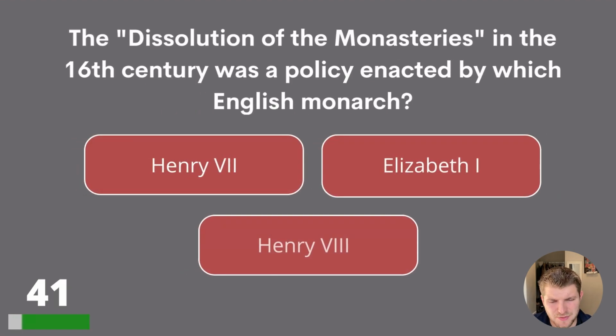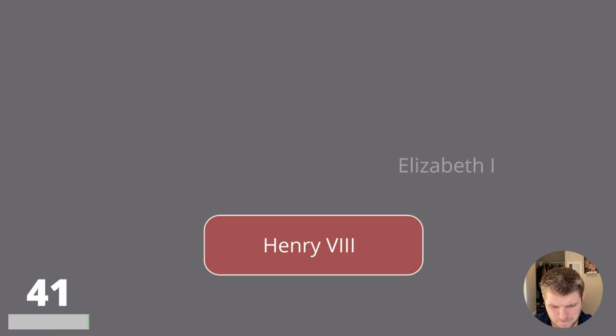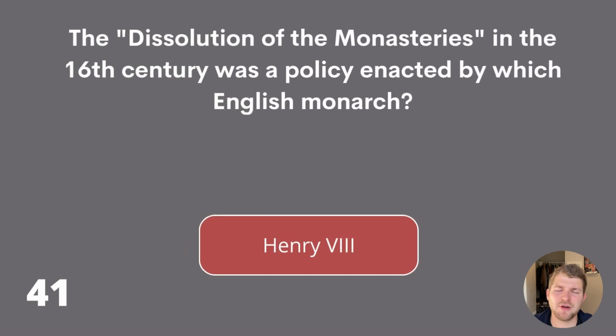41. The dissolution of the monasteries in the 16th century was a policy enacted by which English monarch? Henry VII, Elizabeth I, or Henry VIII? The answer is Henry VIII.